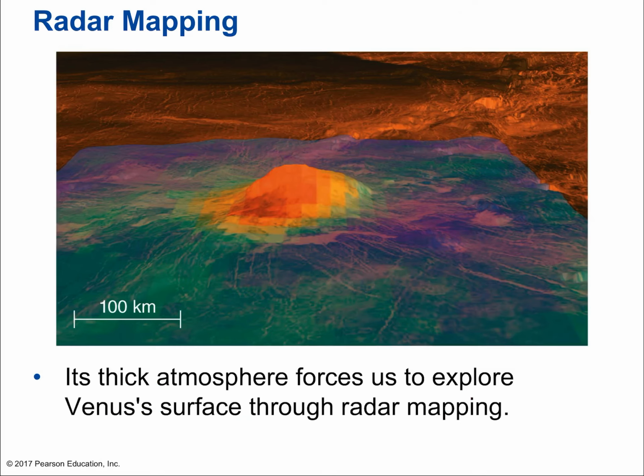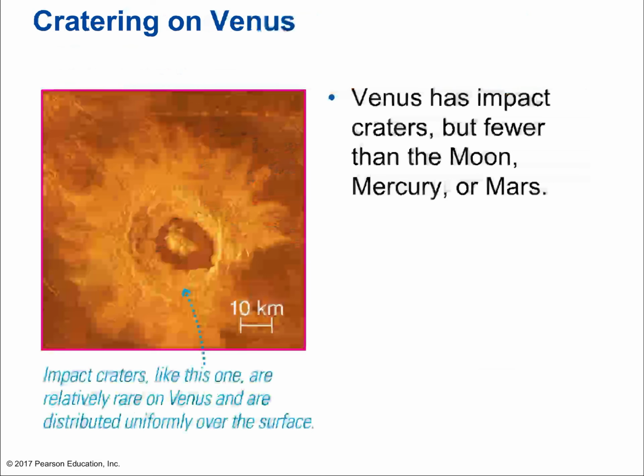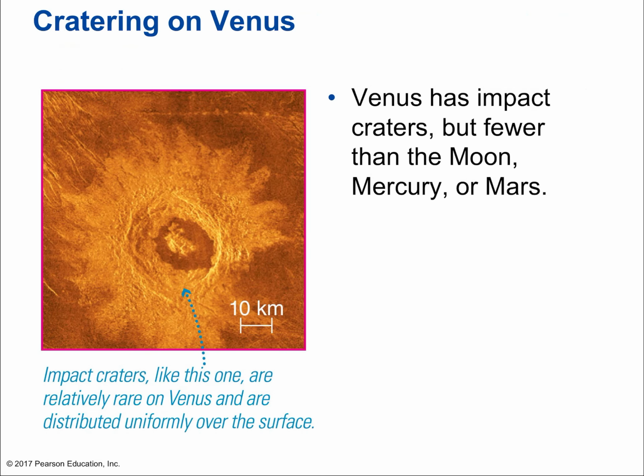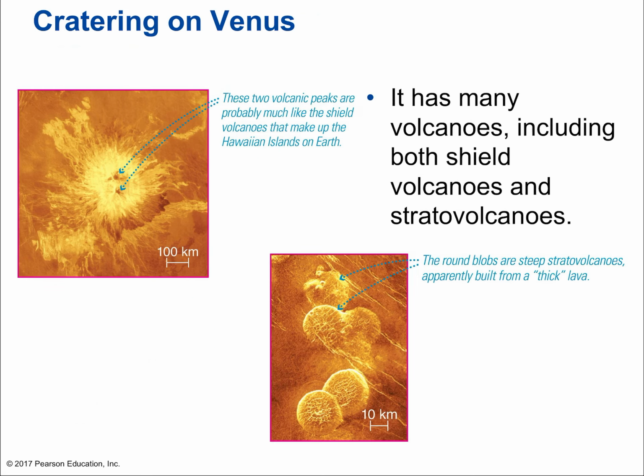Well, its thick atmosphere forces us to explore Venus's surface through radar mapping. So we can't get the same kind of telescope-based images like we had on Mars, where we had that beautiful map of the surface. Instead, we have to figure things out through radar and then artificially color everything. All right. But as I said, there's impact cratering, fewer than on the Moon, Mercury, and Mars, because probably a lot of the volcanism has covered up the impacts.